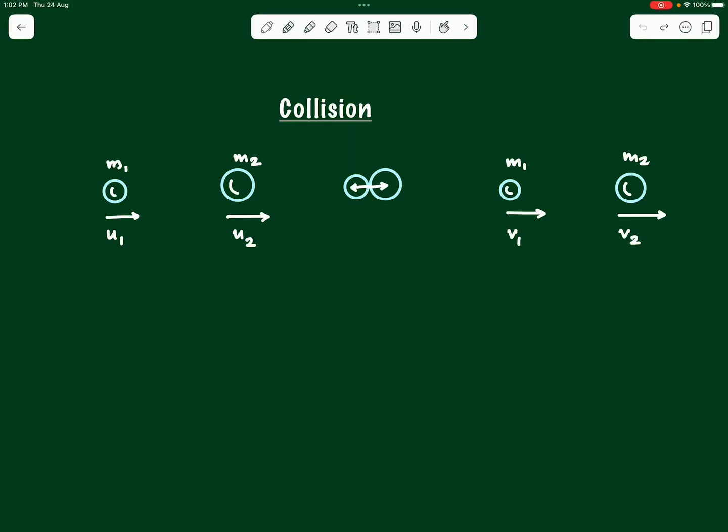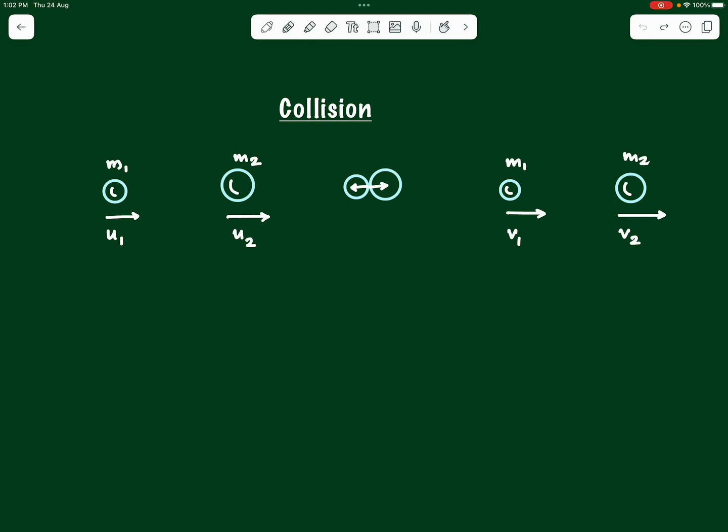So today's topic of discussion is collisions. What is a collision? In physics, we define a collision as the event where two bodies, which were initially moving with two different velocities, come together, interact with each other, and in the process change each other's velocity and hence momentum, and finally they move with two different velocities, different from their initial velocities. Okay, so this is what we call a collision.